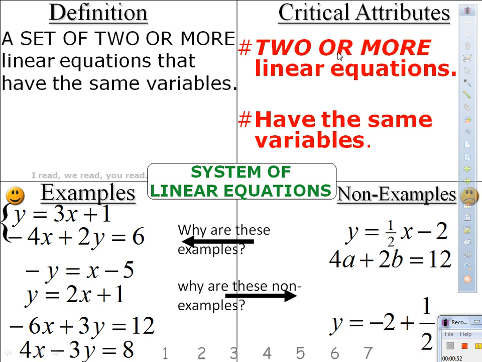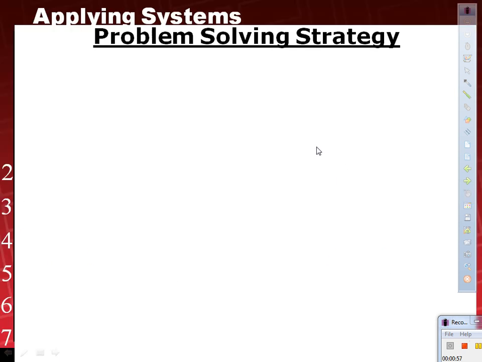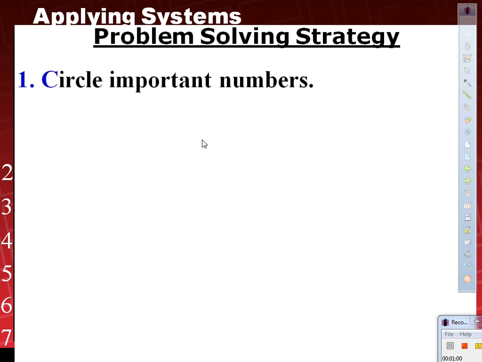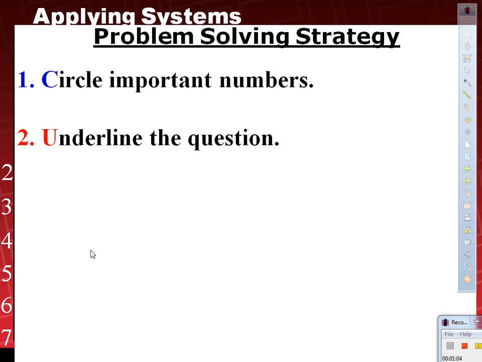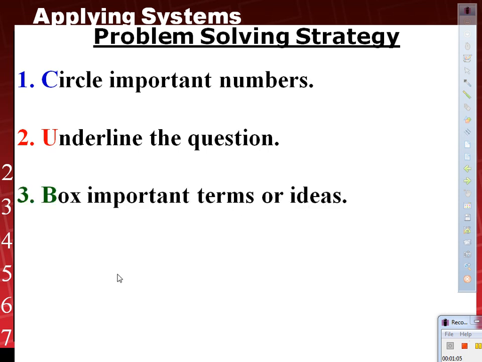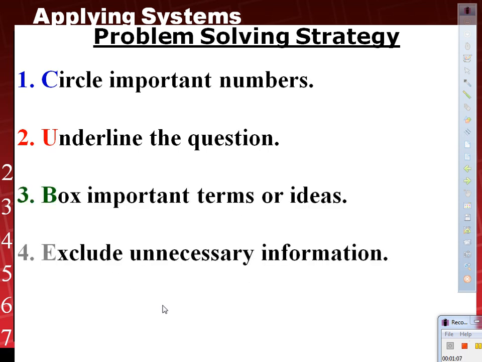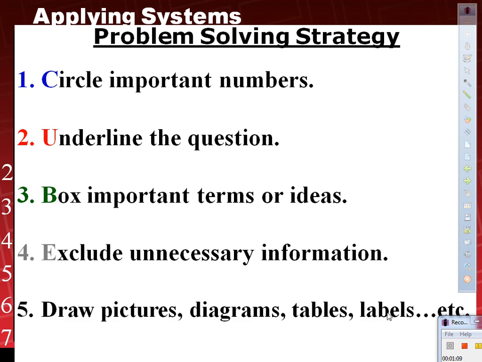Definition, examples, non-examples, hashtags. What acronym are we still using for word problems? CUBE: Circle important numbers, Underline the question, Box important terms or ideas, Exclude unnecessary information, and draw pictures, diagrams, tables, labels, etc.